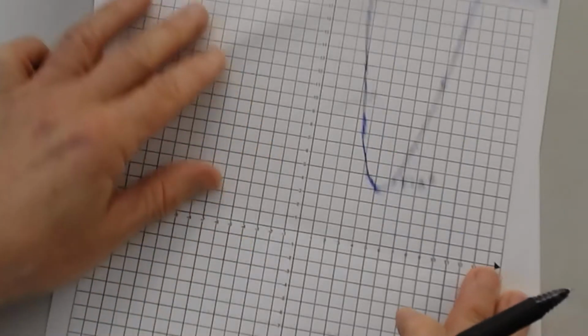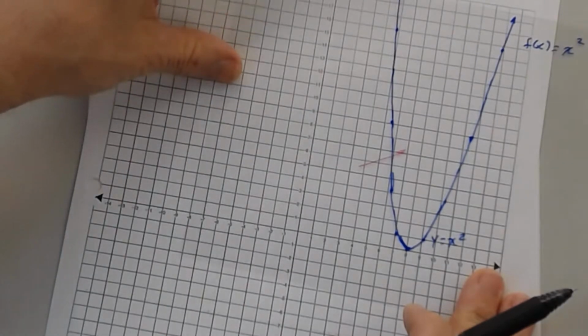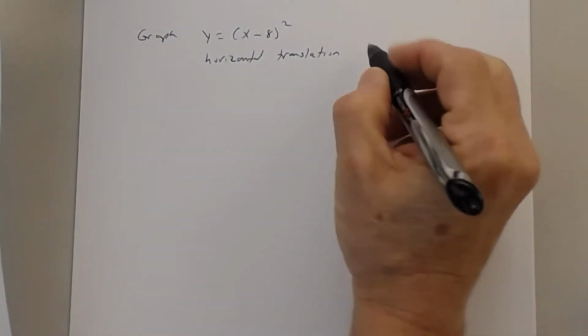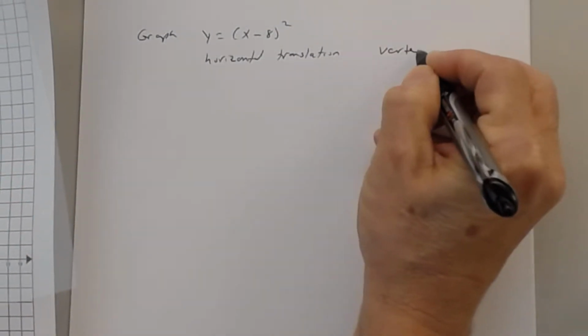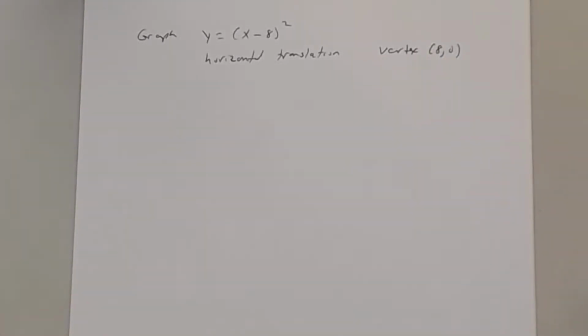So where's the vertex located now? Not 0, 8. 0, 8's here. 8, 0. Okay? 8, 0. So the vertex is 8, 0. Just like this. So once you found the vertex, remember what we did next was then we found 2 points to the right, 2 points to the left. That's all we did. 2 points to the right, 2 points to the left. And we use the idea of symmetry to help us.